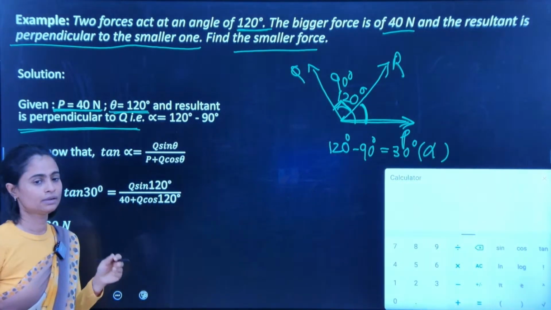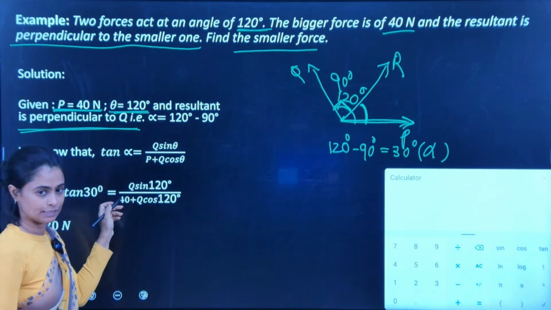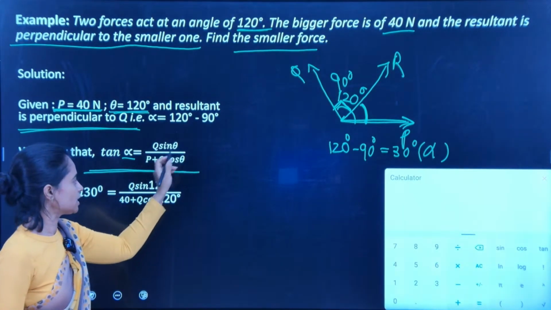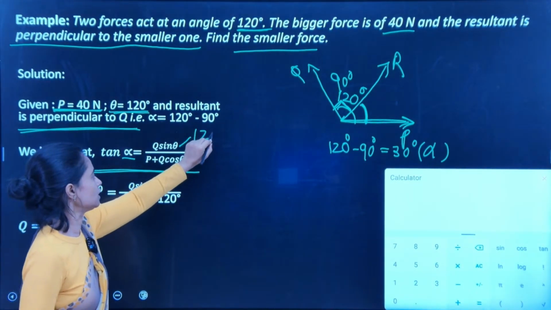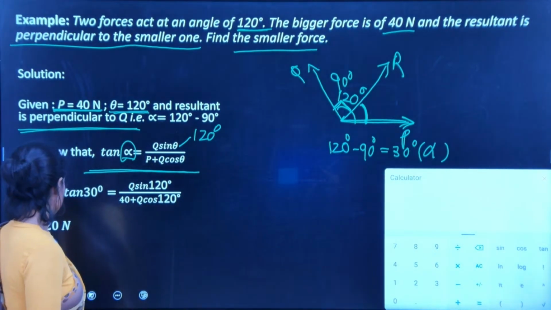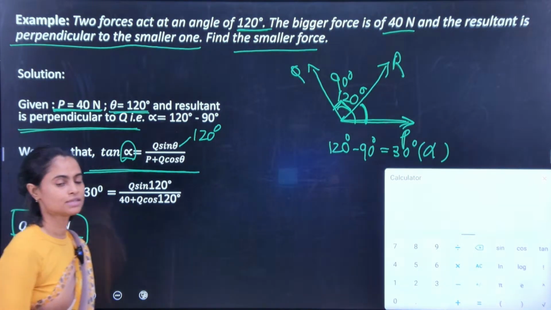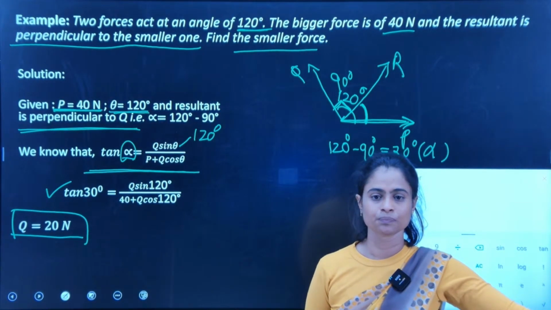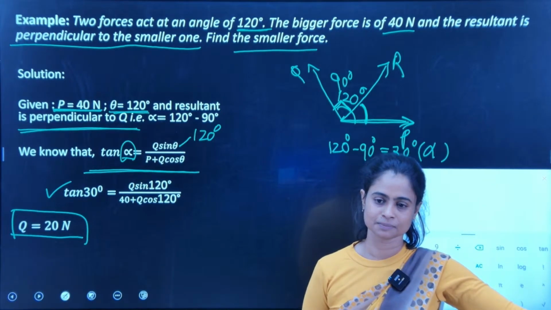We know that the angle the resultant makes with one of the forces, let's say P, if that is alpha, then tan alpha is equal to Q sin theta upon P plus Q cos theta. Theta here is 120 degree, right? And alpha we have gotten as 30 degree. So after plugging in all these values, we'll get the magnitude of Q as 20 Newton. I'm not going to do the calculation for you. Please do it on your own and show me the results.